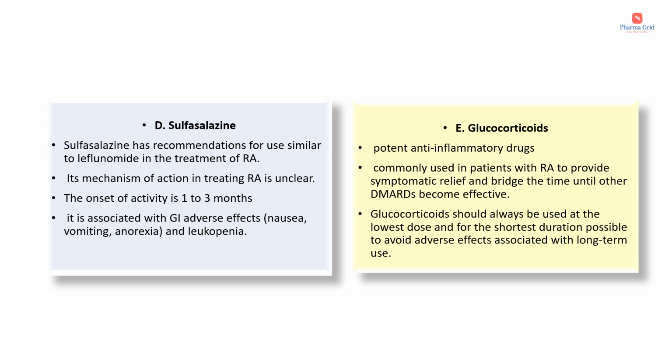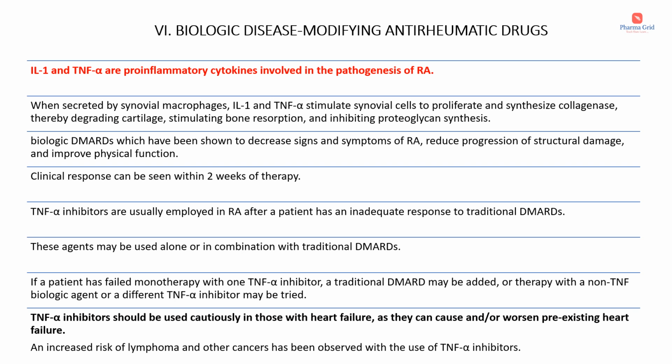Now, glucocorticoids. They are potent anti-inflammatory drugs, commonly used in patients with RA to provide symptomatic relief and bridge the time until other DMARDs become effective. Glucocorticoids should always be used at the lowest dose and for the shortest duration possible to avoid adverse effects associated with long-term use.